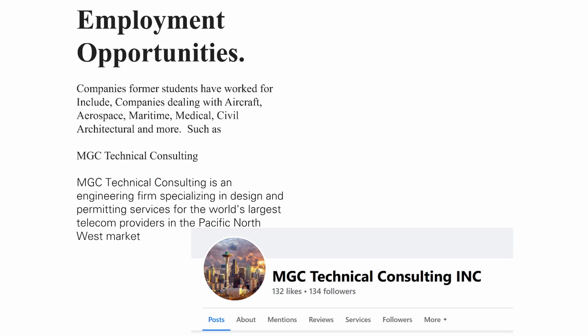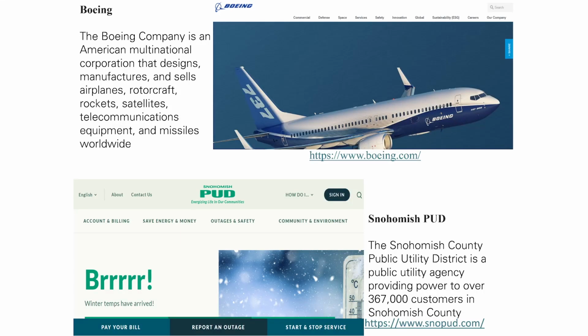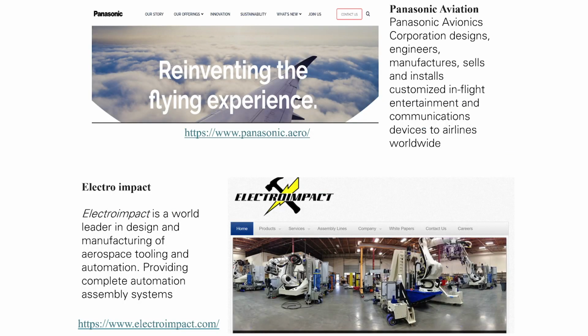The kinds of places where you might go to work, it really varies here. For example, this is a telecom provider down in Redmond that we've had students go to work for. Of course, we've got an aircraft company here in the state of Washington. We've got people working with them. We have PUD. We have Puget Sound Energy. We have people working with Panasonic Aviation. A lot of people didn't even know Panasonic has an aviation division here in Bothell.